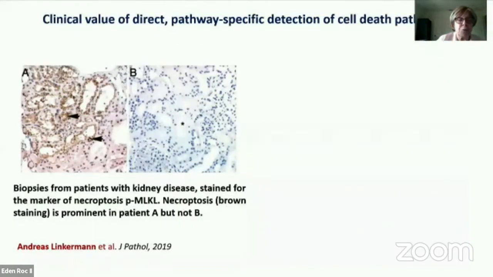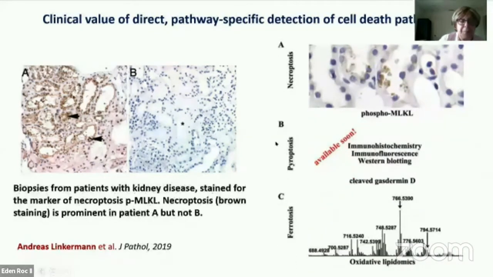In the end, I want to show you a slide from a recent study by German scientist from Dresden, Andreas Linkermann, who shows the clinical value of the detection of cell death pathway. These are biopsies of 2 patients with kidney disease stained for phosphorylated MLKL, a marker of necroptosis. You can see that patient A has a lot of positive staining and will be treated with a necroptosis inhibitor, whereas patient B did not develop any necroptosis, and the treatment will be different. In the future, biopsies will be stained for the markers of various types of cell death, which would allow personalized treatment.